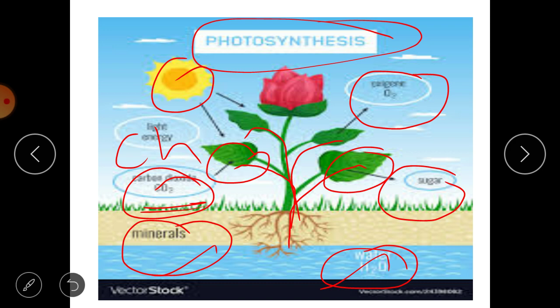And that extra food which is stored by the plants is utilized by other animals or human beings as their food, and this we will discuss in the next video. So my dear students, let's move on further.